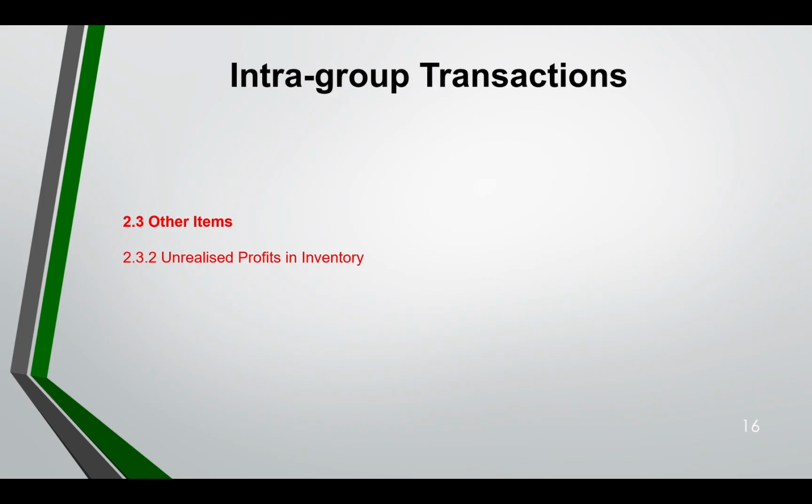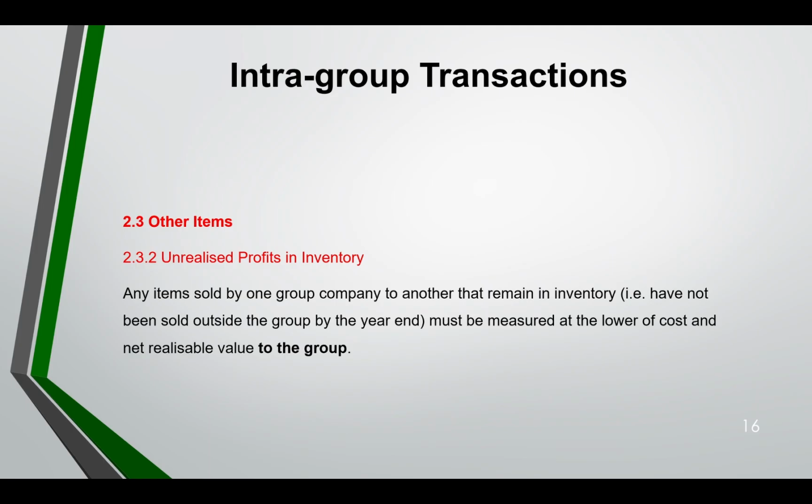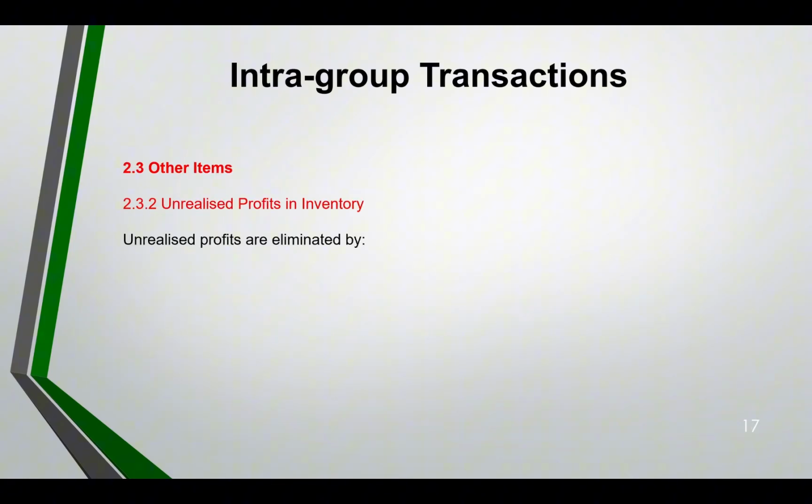Next item, unrealized profit in inventory. This is very much tested in almost all FR and SBR exams. This is when one company is selling an item to another entity. Both are members of the same group. Either parent is selling to subsidiary or subsidiary to parent, and the good is remaining in the inventory. The good has not been sold to a third party. So that profit is unrealized. That means you are not selling that inventory outside the group. So you have to measure that inventory at the lower of cost and net realizable value to the group.